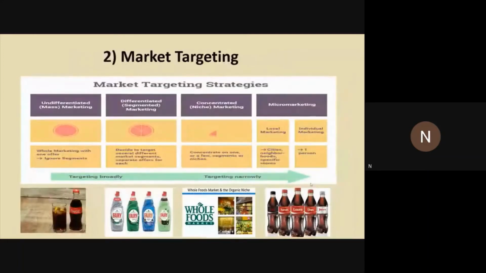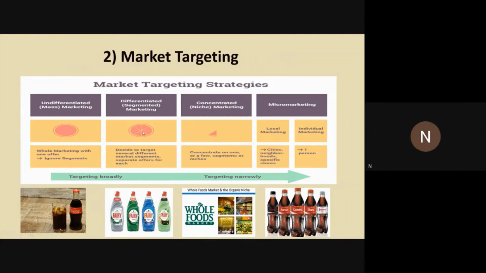The last one, which is the next one, is market targeting. You can target the market in 4 different ways. The first one is called undifferentiated marketing. Undifferentiated marketing means that you assume that the whole market has the same needs and the same wants. You ignore the customers with different needs and different wants. So you serve the whole market. You introduce one type of product, you serve the whole market. That is called undifferentiated marketing.